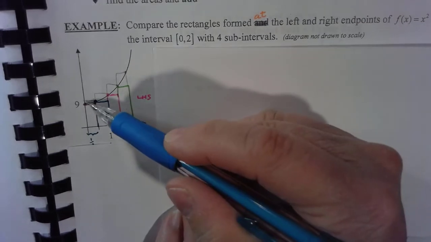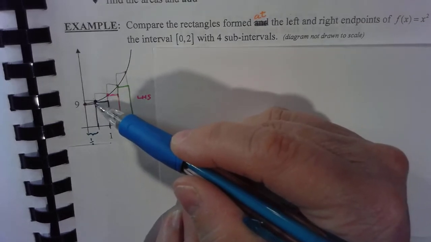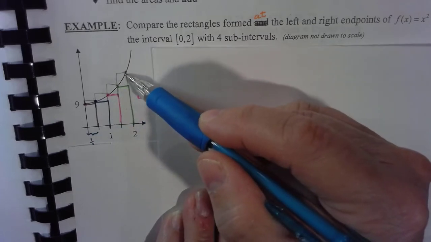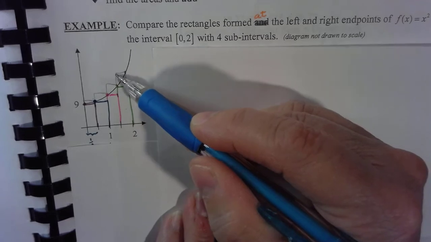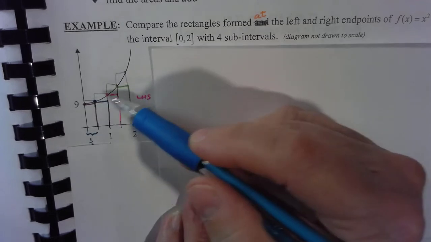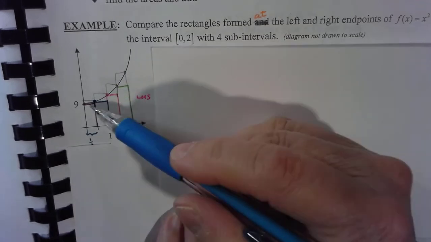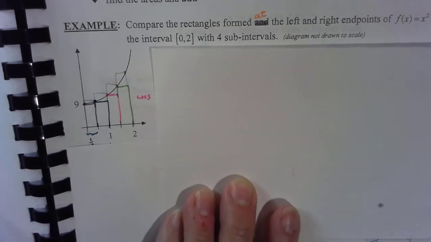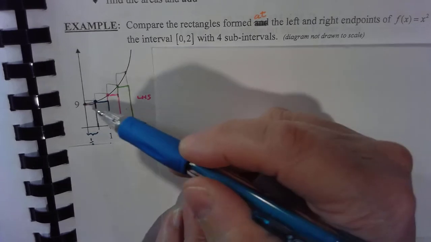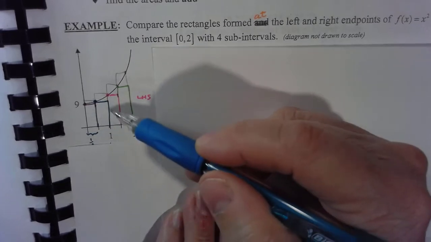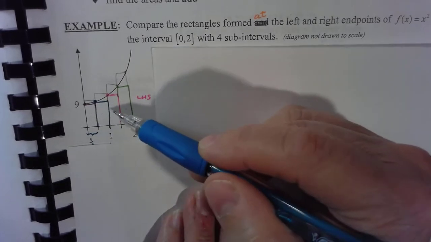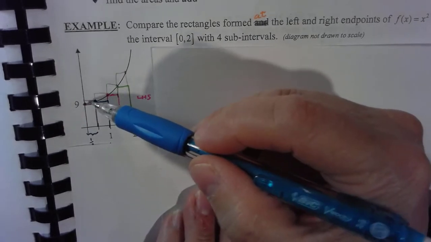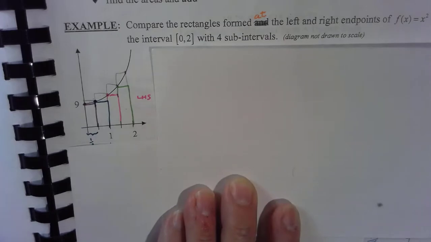And notice that if I were to use the rectangles formed by the right endpoint here, where my rectangle goes outside the curve, that is going to give us a sum that is greater than the actual area. So underneath is called a lower sum, where every rectangle is underneath, and an upper sum is where every rectangle goes outside of that area.